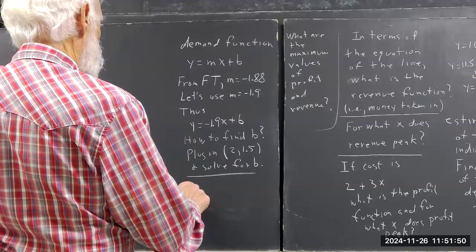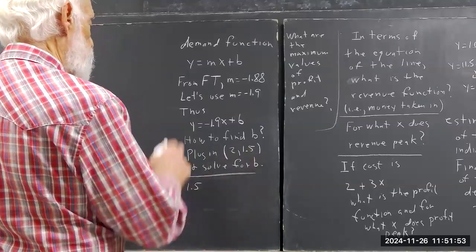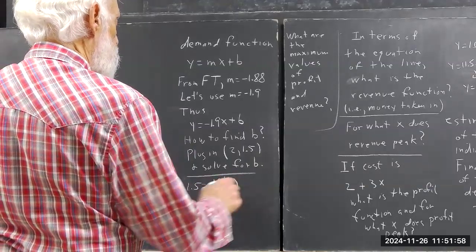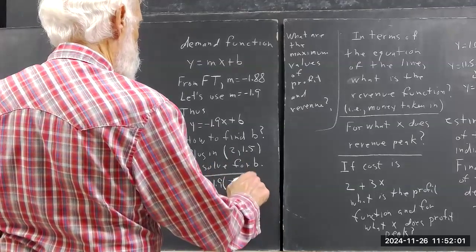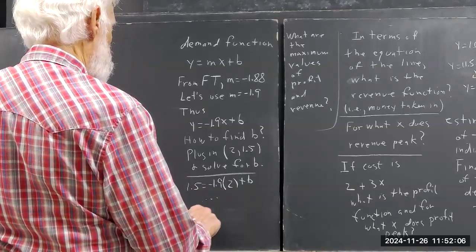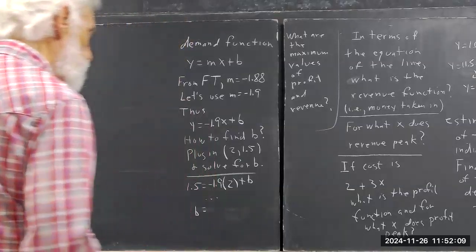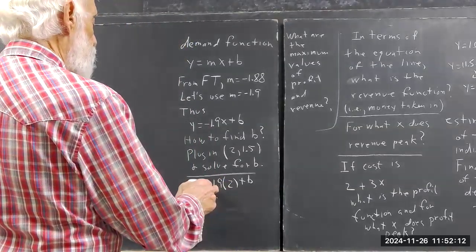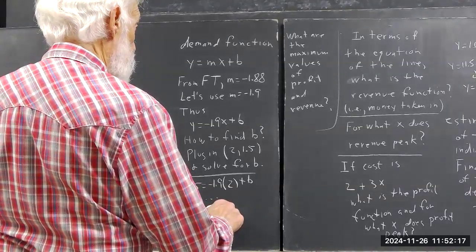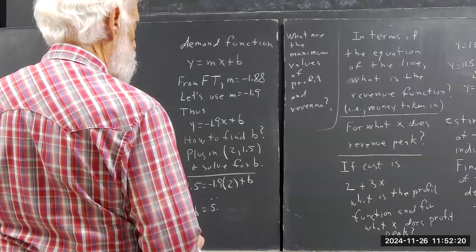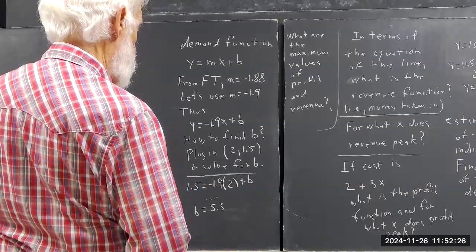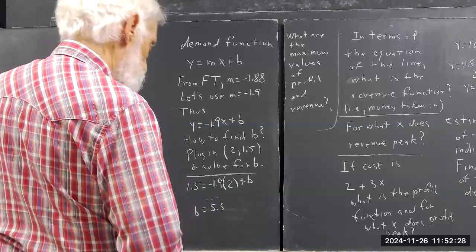So we get 1.5, that's the y coordinate. The x coordinate is 2, plus b. Well, we all know how to solve a linear equation. That's going to give us negative 3.8. We add that to 1.5 and we get 5.3, which is ridiculous. Something's wrong there. I got my numbers wrong.